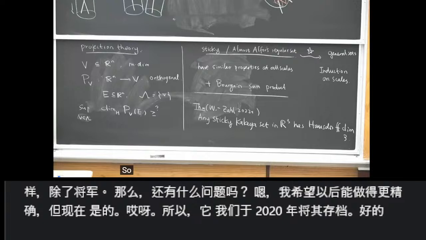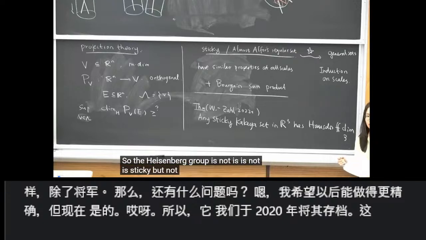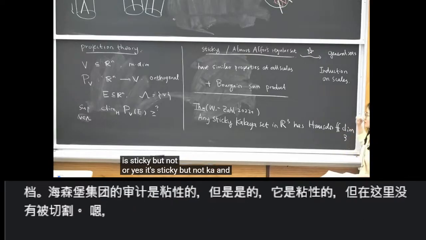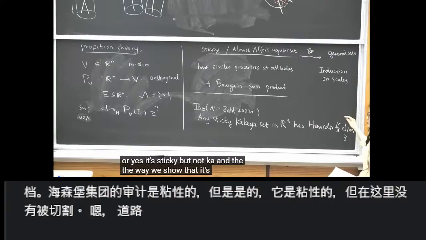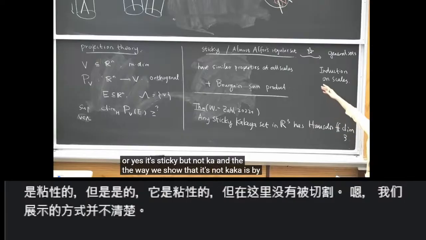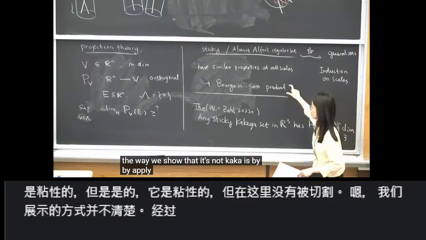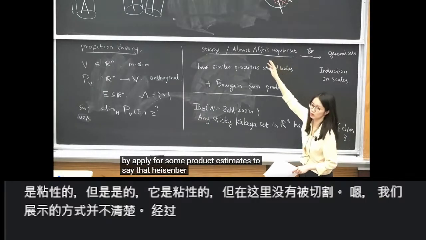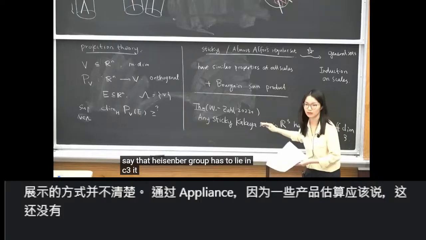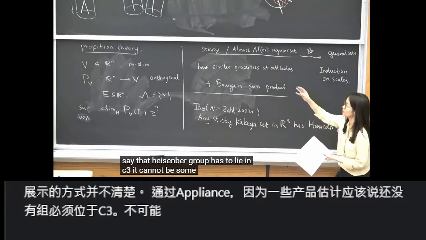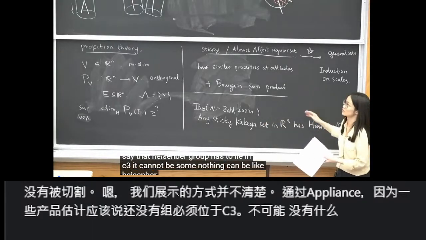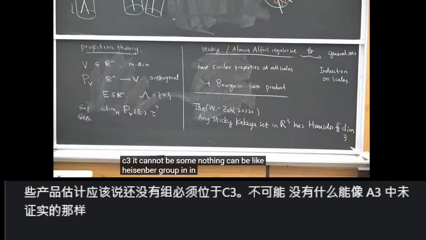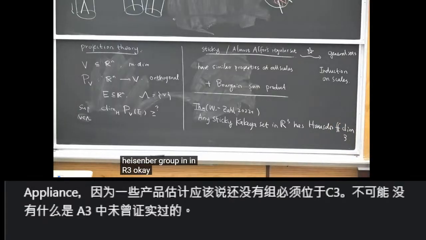So the Heisenberg group is sticky but not Kakeya? Yes, it's sticky but not Kakeya. And the way we show that it's not Kakeya is by applying Bourgain's sum product estimates to say that the Heisenberg group has to lie in C3. Nothing can be like the Heisenberg group in R3. Okay.